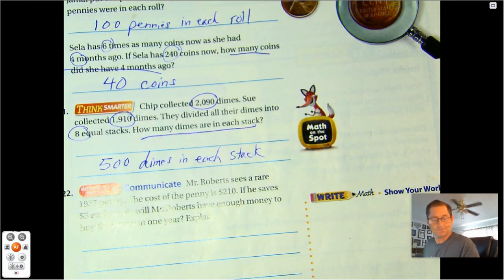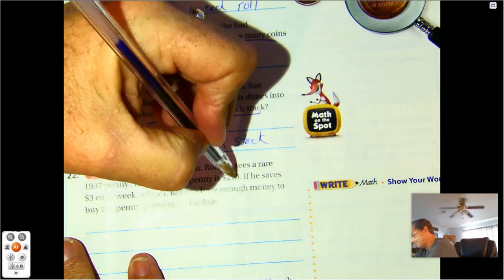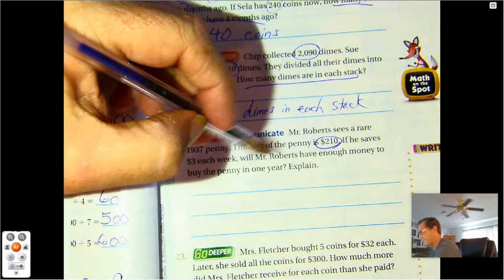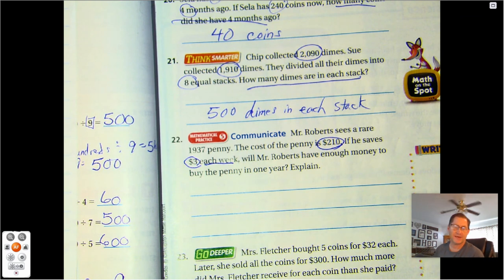22. Mr. Roberts sees a rare 1937 penny. The cost of the penny is $210. If he saves $3 each week, will Mr. Roberts have enough money to buy the penny in 1 year? Well, let's see what we've got here. We've got a total of $210. He's going to save $3 each week. Will he have enough money to buy the penny in 1 year?